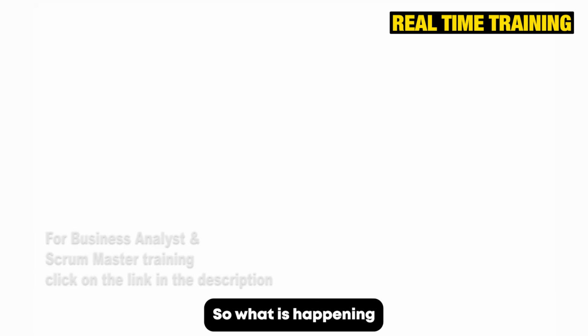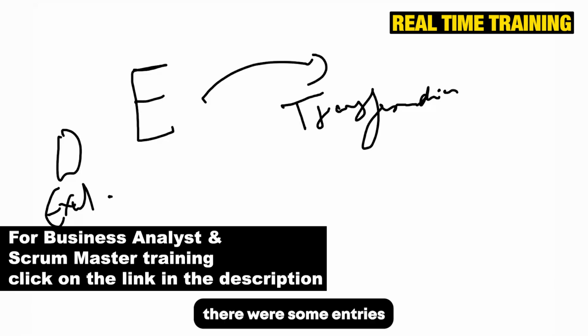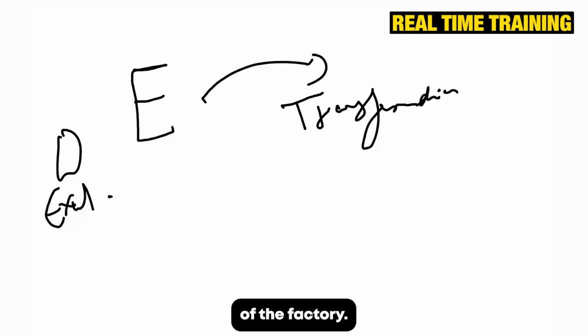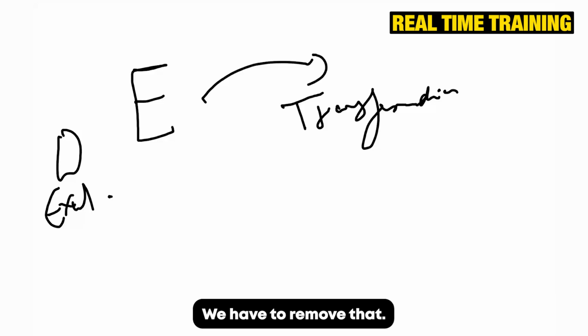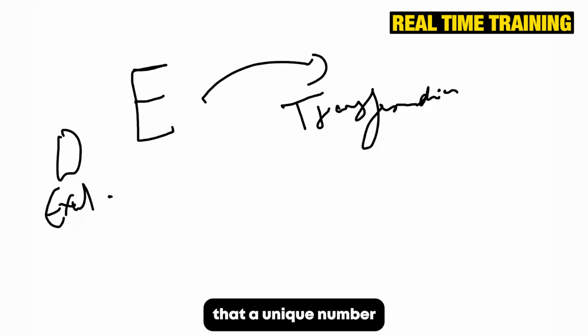Transformation, okay? So what is happening in this transformation part? Now in Excel, there were some entries where they did not enter the unique identifier of the factory name. So that is not a good entry. We have to remove that. We can't just put it in the page without the factory name, without that unique identifier, that unique number. Without that, you cannot document any other information. It won't make sense. There is a factory information page. At least it has to have a unique identifier and then the name of the factory.